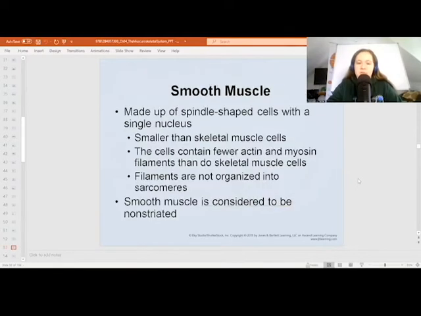Smooth muscle is made up of spindle-shaped cells with a single nucleus. They are smaller than skeletal muscle cells, and they contain fewer actin and myosin filaments. Their filaments are not organized into sarcomeres. Smooth muscle is considered to be non-striated.